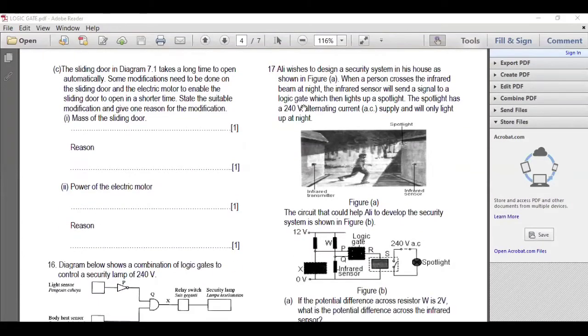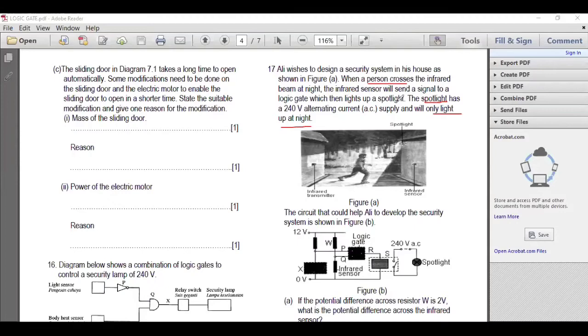Okay, 17. Now Ali wishes to design a security system in his house as shown in figure A. When a person crosses the infrared beam at night, the infrared sensor will send a signal to a logic gate which then lights up a spotlight. The spotlight uses the 240 volt alternating current supply and will only light up at night.